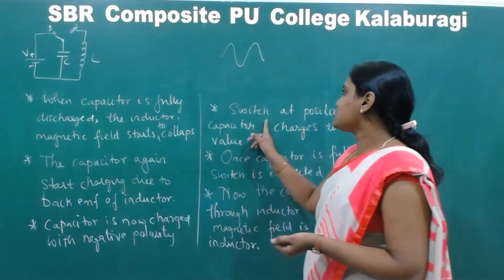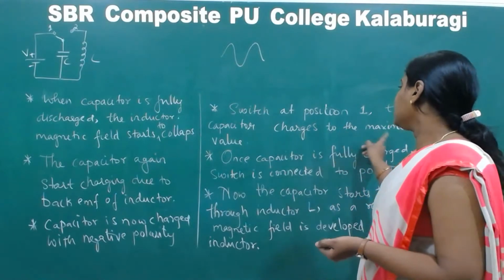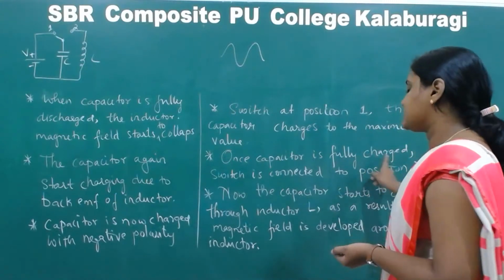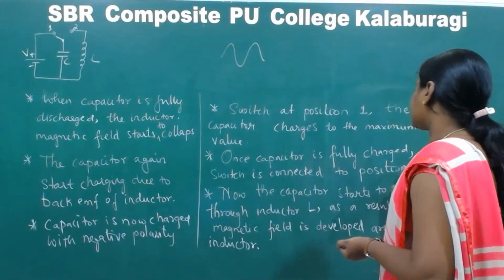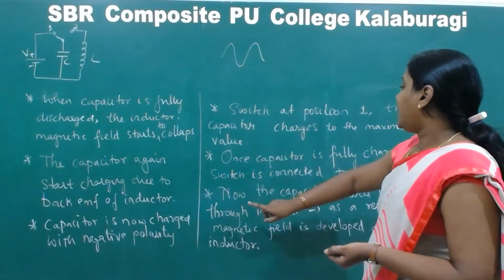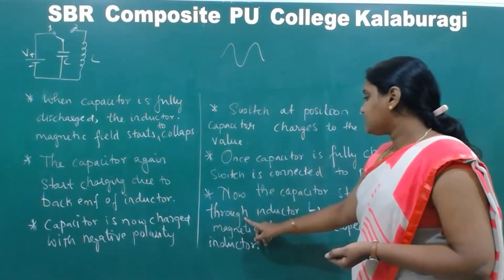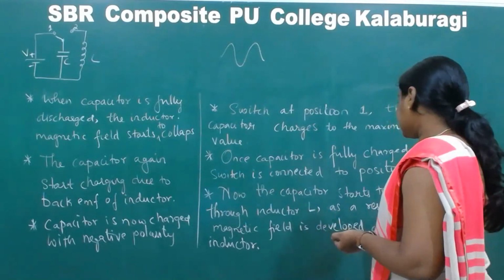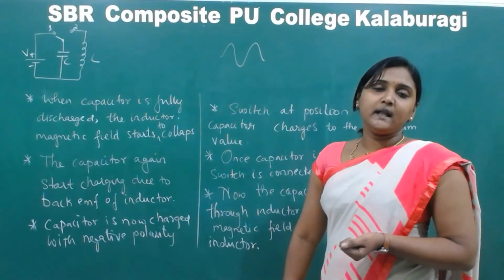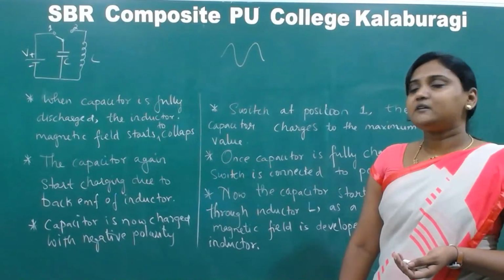So how is it? Switch is at position 1. The capacitor charges to maximum value. Once the capacitor is fully charged, the switch is connected to position 2, where the capacitor is connected to the inductor, right? Now the capacitor starts to discharge through the inductor. As a result, a magnetic field is developed around the inductor. Now the inductor is also charged and it develops a magnetic field across it.